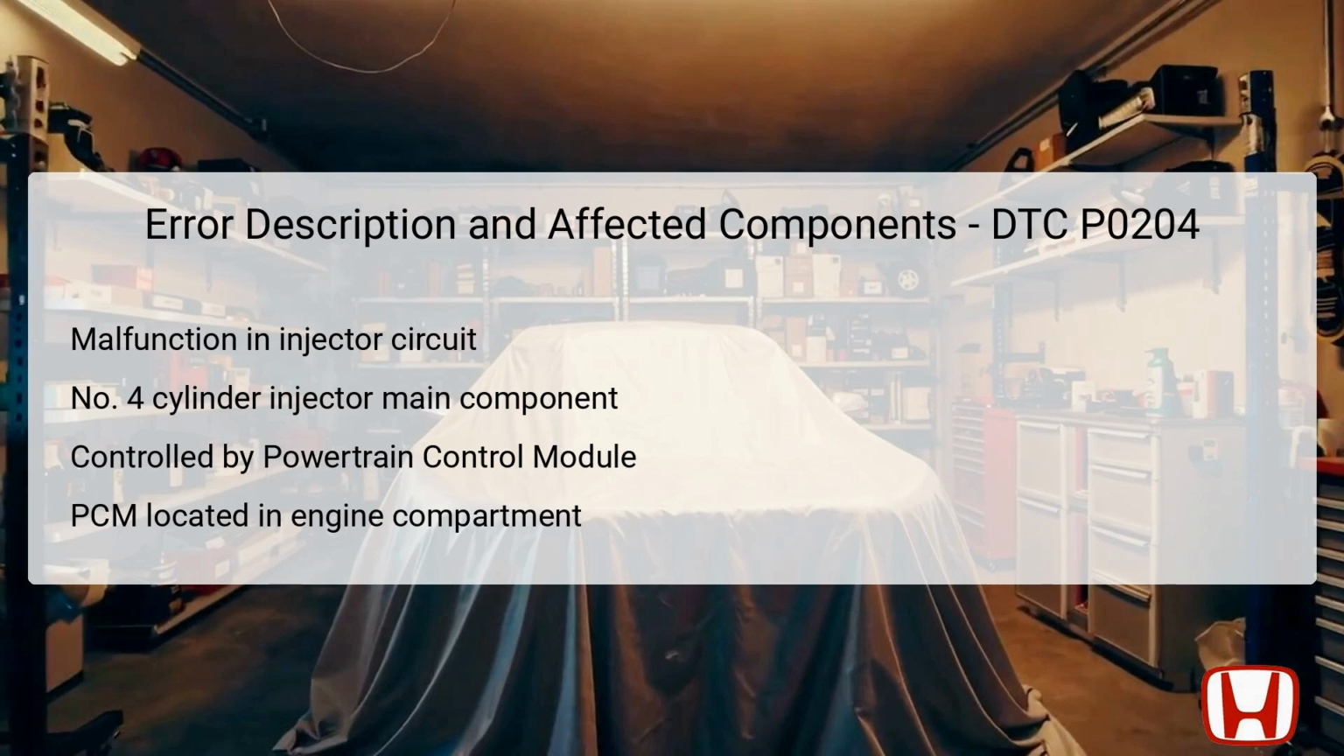optimal combustion. The injector receives signals from the powertrain control module, PCM, which processes various data from engine sensors to manage engine performance effectively. The PCM is typically located in the engine compartment and is integral to the vehicle's engine management system. Any issues in the wiring, connector, or the injector itself can lead to this malfunction, thereby hindering proper fuel delivery to the engine.